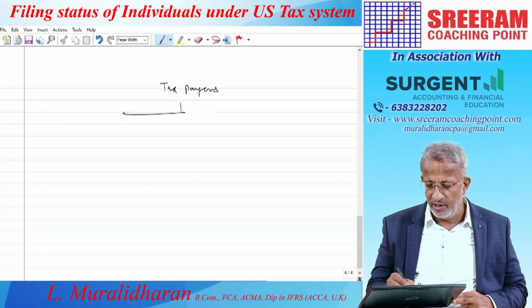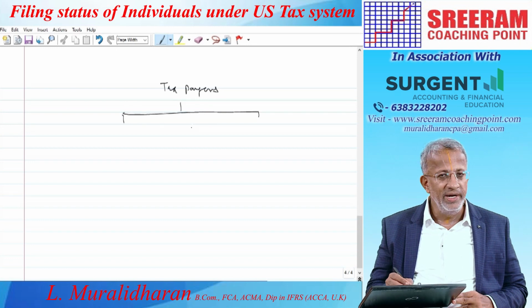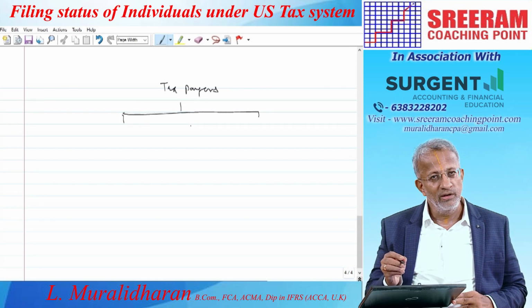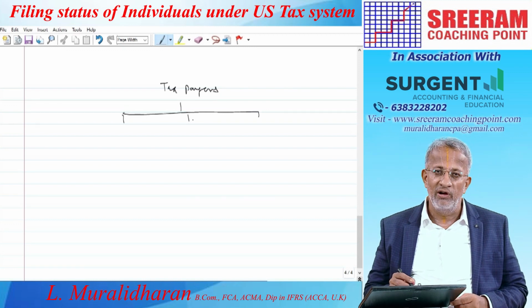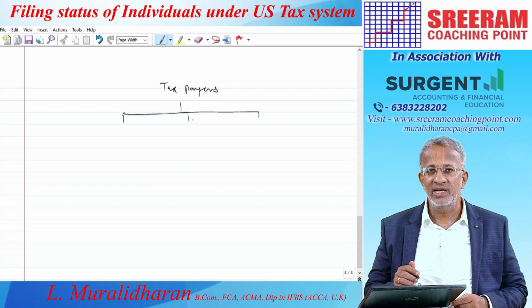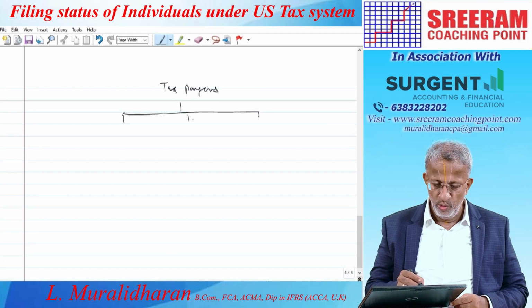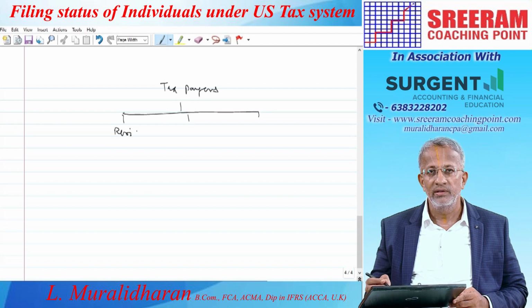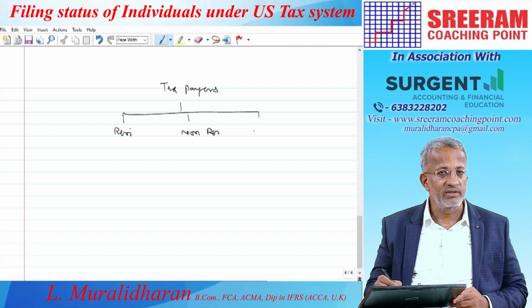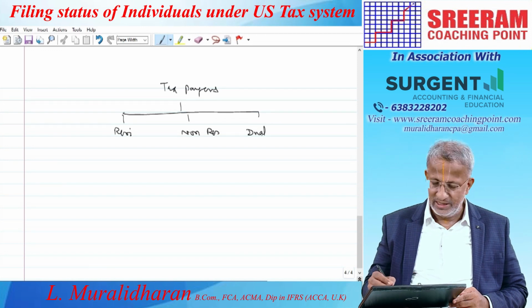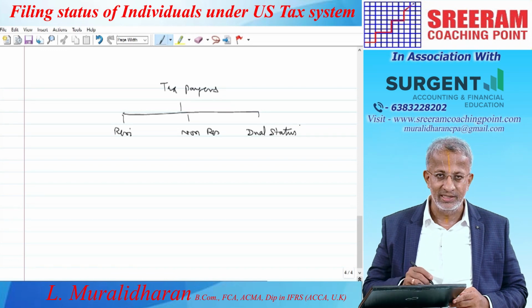Taxpayers are classified in India as resident and non-resident, whereas in the case of USA, they classify them into three types. What are those three types? First one is resident, the next one is non-resident, and the last one is dual status. What is that? Dual status.